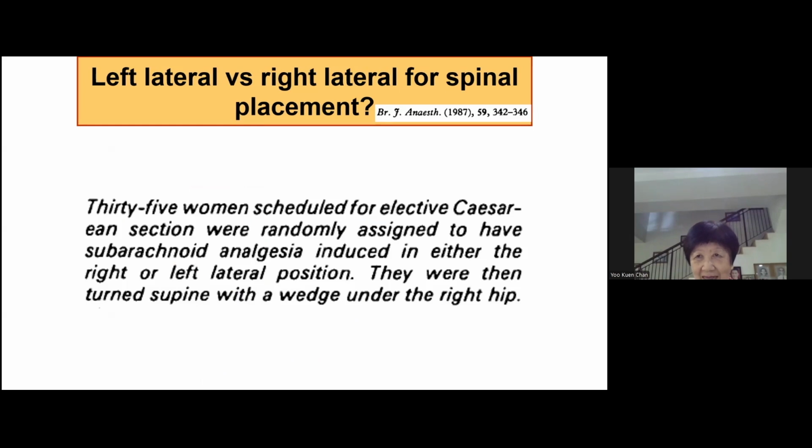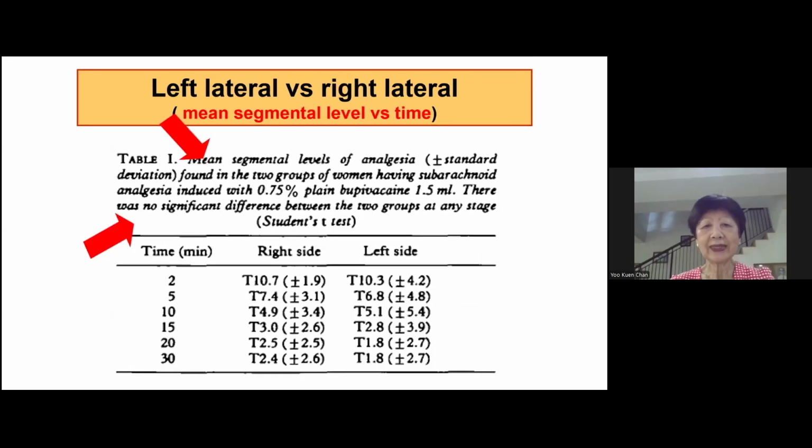This was a study done as far back as 1987. So 35 patients were scheduled for cesarean section. They were randomly assigned to either the right or the left lateral position. And then after the spinal was inserted, they put the patient with a wedge under the right hip. So what they did was look at the segmental levels of analgesia between the two groups, and they found no significant difference between the two groups at any stage.